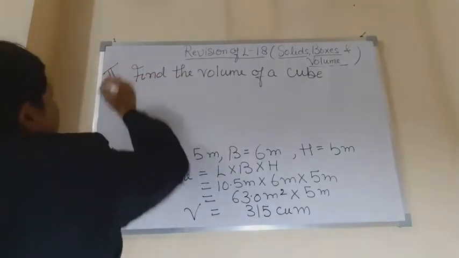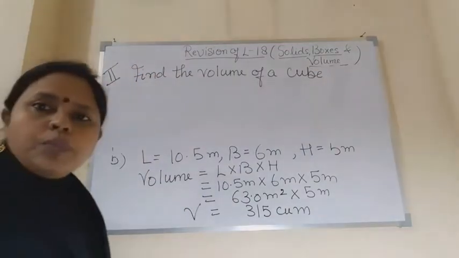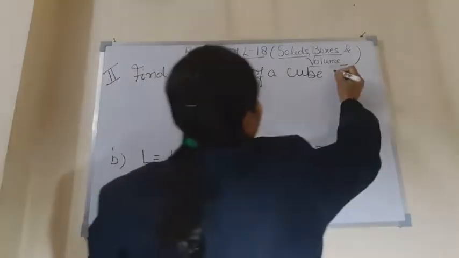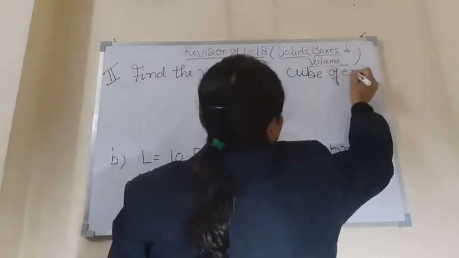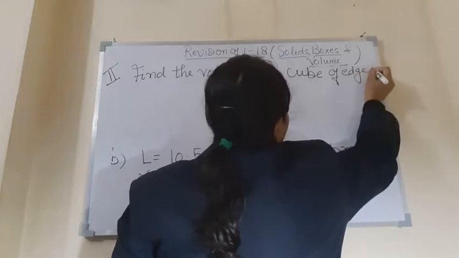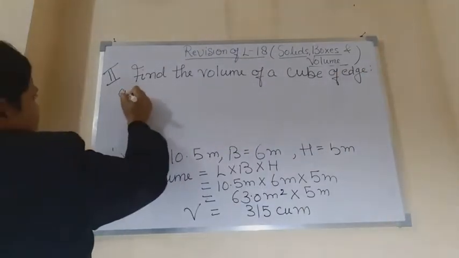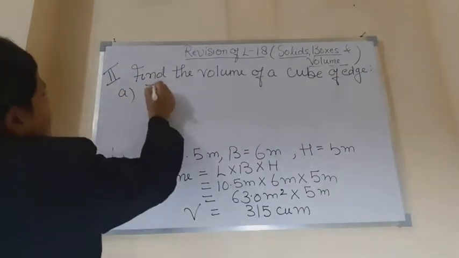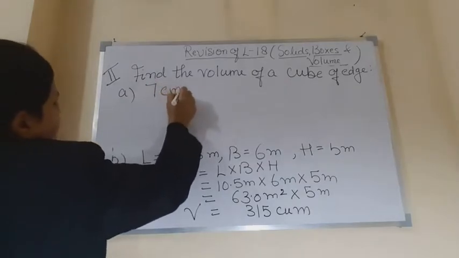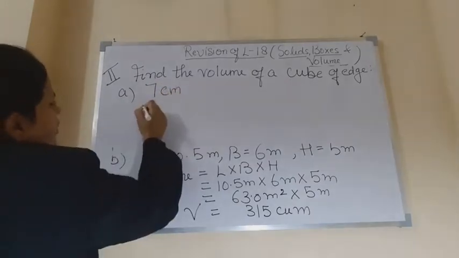This is our question number 2. Find the volume of a cube of edge, A part, equal to 7 centimeter. So let us see how we will find out.